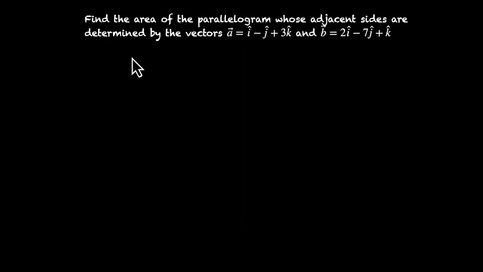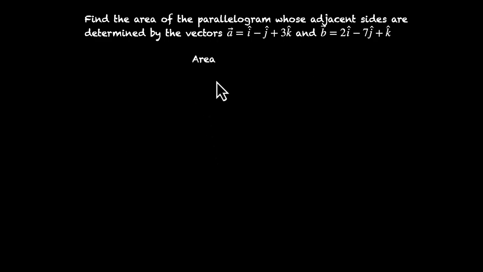Let's solve one more. Find the area of the parallelogram whose adjacent sides are determined by the vectors A and B. A vector is I cap minus j cap plus 3k cap, and B vector is 2I cap minus 7j cap plus k cap. So pause the video, try this on your own.